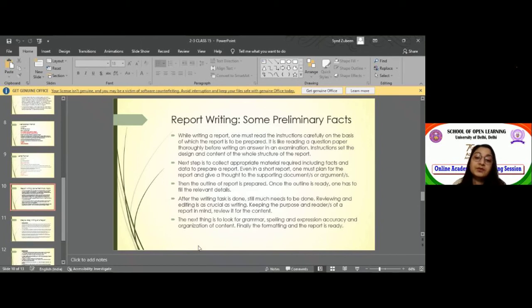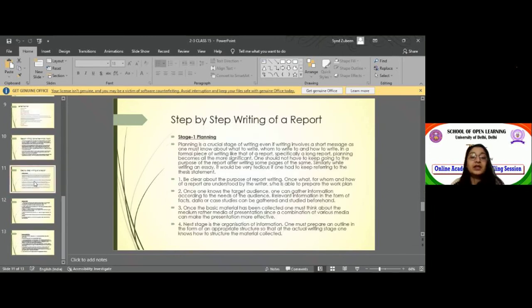Then the next is of course to look for grammatical mistakes, spelling errors, expression accuracy, and the organization of the content, how well the report is organized, right? How well the data that we have collected is being presented, right? And of course, after the formatting, the report is ready. Then how do we write a report? We'll go step by step.